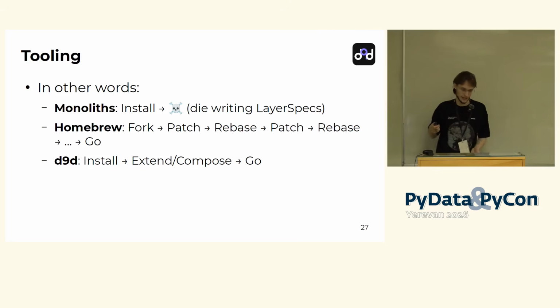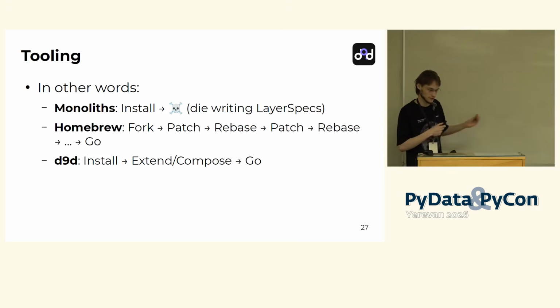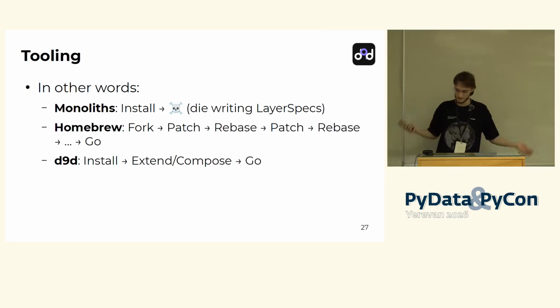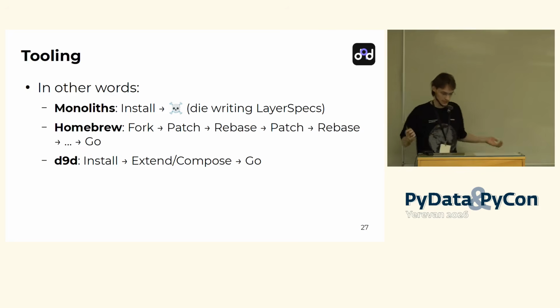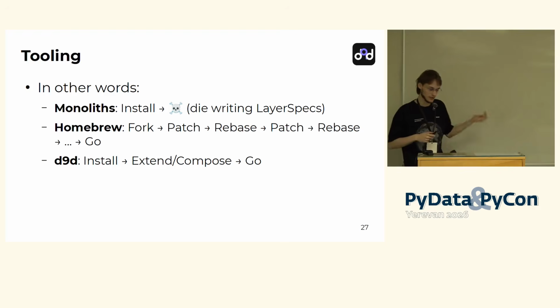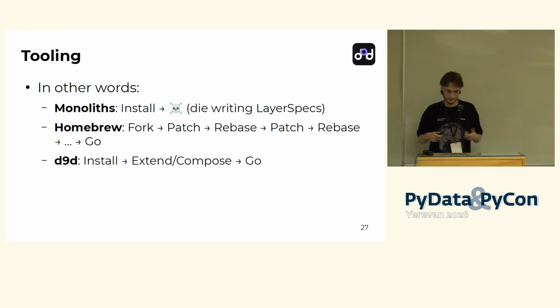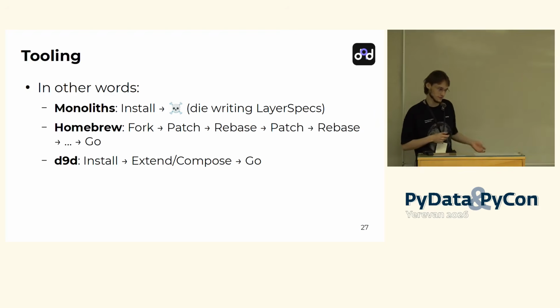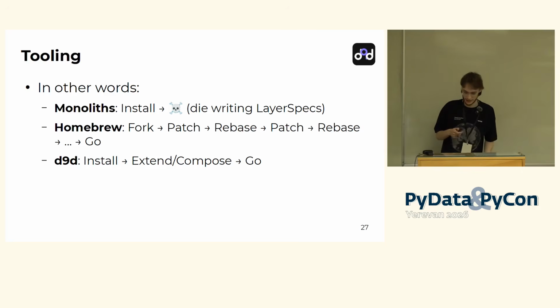And I imagine that the developer experience with d9d should work in this way. For monoliths, if you want to change something, you'll spend a lot of time. For homebrew setups, you have to fork and patch them and rebase and repeat it a lot. And for another framework, you can just compose it the way you want and reuse. So that's what I want from a developer experience here.